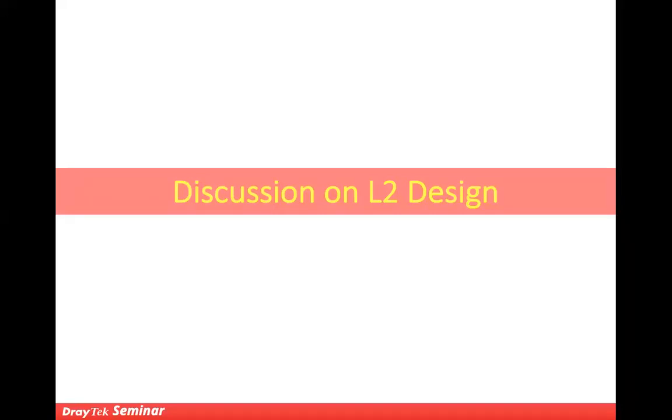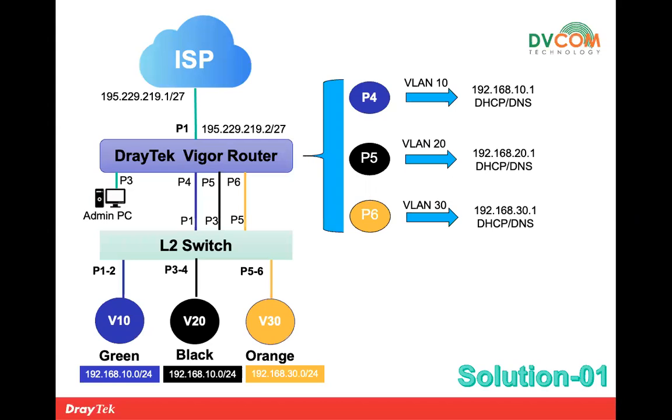Now most people ask me this question: for example, when there is a layer 2 network, where do we need to place the DRETEC and how is it going to work? Let's go and see it now. So for example, if you see, guys, we have a layer 2 switch.